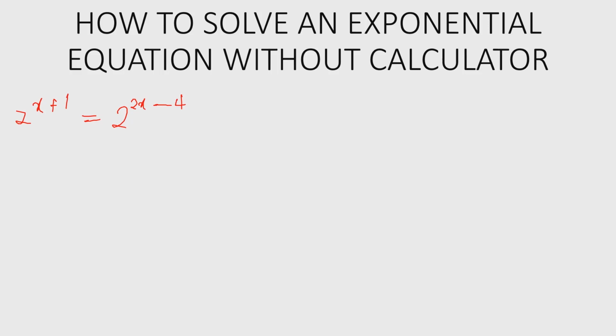The first thing you need to know is that there's something we call power and there's something we call base. For example, if I say a raised to the power of b, then b is the power and a is the base. Now when you look at this equation, 2 raised to the power of x plus 1 and 2 raised to the power of 2x minus 4, this is an exponential equation. You discover that 2 is the base and x plus 1 is the power. For the right side, 2 is the base and 2x minus 4 is the power.